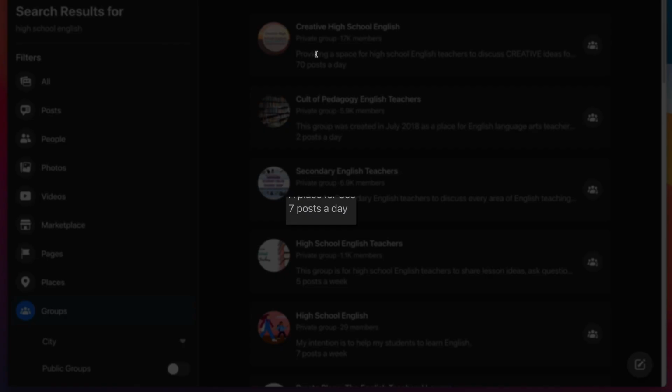When you're searching, I'm not so concerned about the size of the group as much as I am the activity of the group. So you can see how many posts they have per day. I think having more than 10 posts per day is a pretty active group, but if it's like 2 posts per week, you're probably not gonna get as timely of a response, if you even get a response at all.